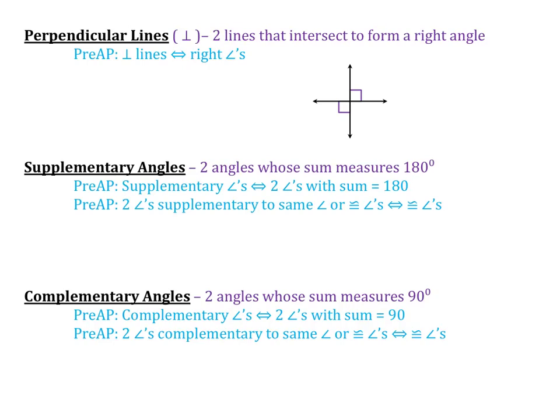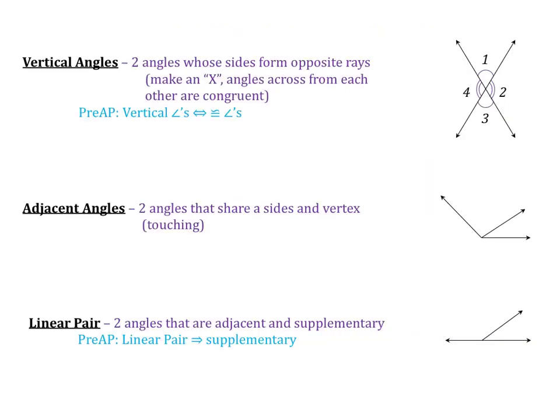Supplementary angles are two angles whose sum measures 180 degrees. For example, if we have a 60-degree angle and a 120-degree angle, those two angles would be supplementary because they add up to 180 degrees. Complementary angles are two angles whose sum measures 90 degrees. So for example, if we had a 40-degree angle and a 50-degree angle, those two angles would be complementary.